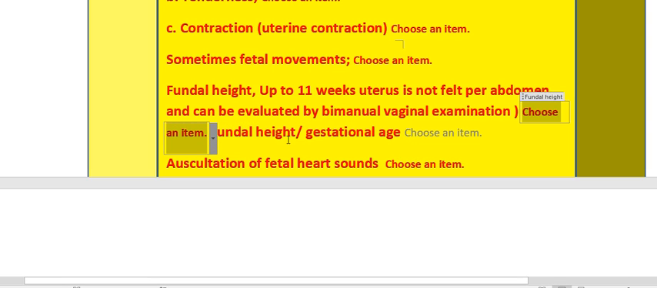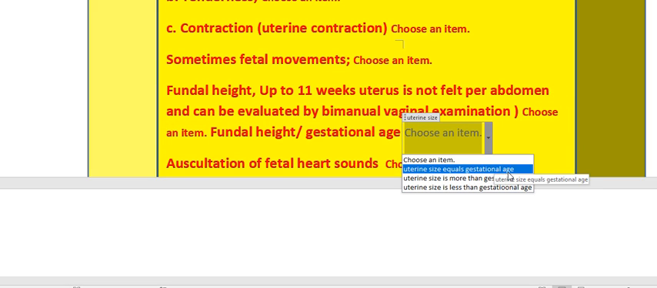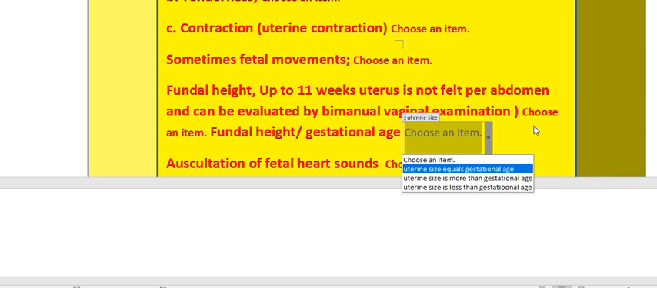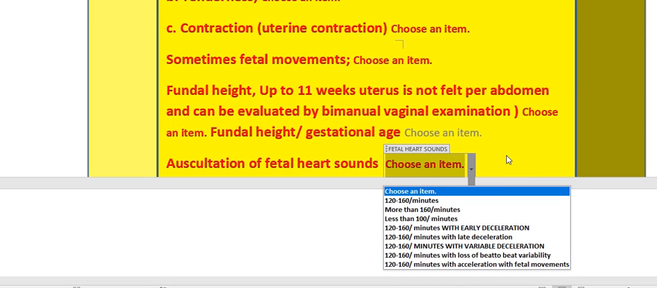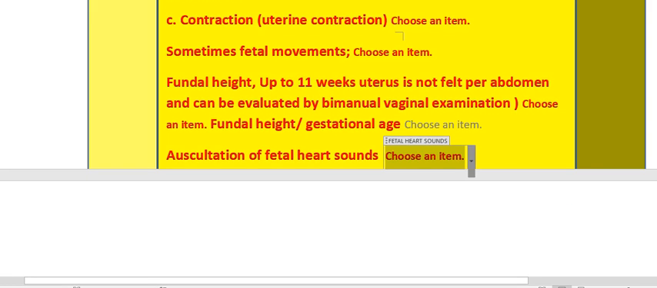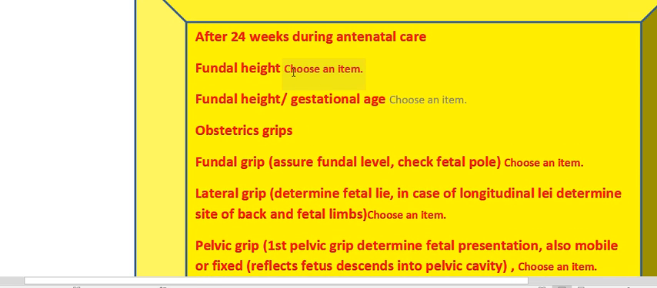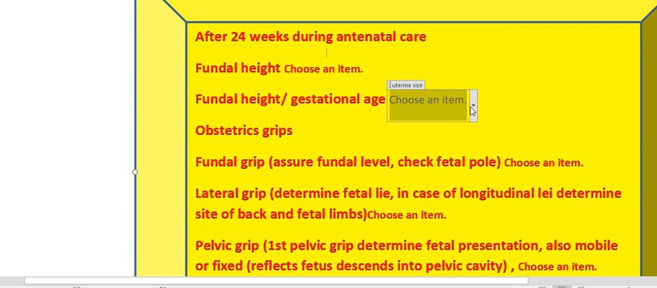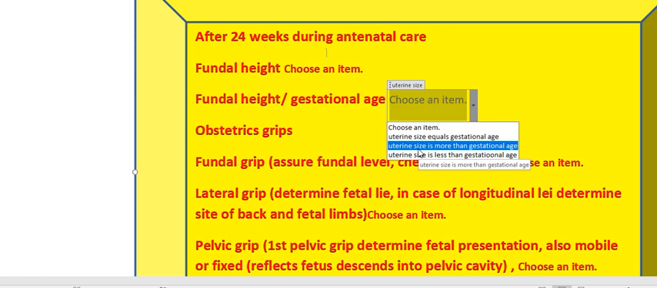It is very important to determine the relation of the fundal height to the uterine size. Uterine size is equal to the gestational age, or uterine size is more than the gestational age, or uterine size is less than the gestational age. If the uterus is felt, we can record the fetal heart sounds. After 24 weeks, we have to record the fundal height and tell the relation of the fundal height to the gestational age.